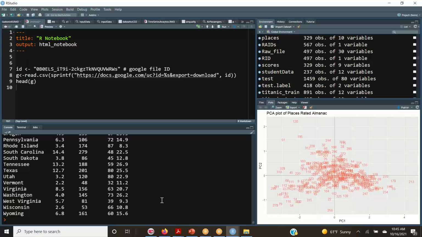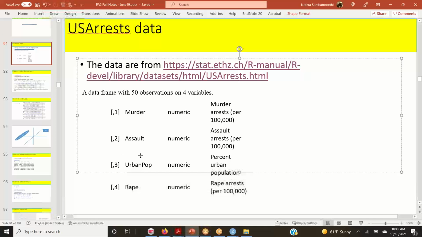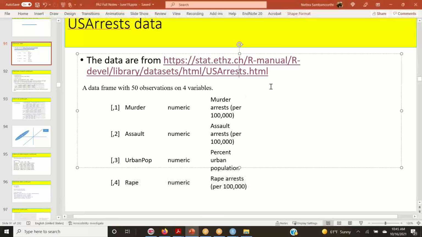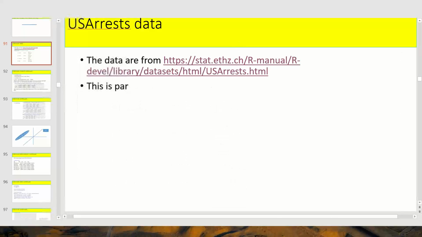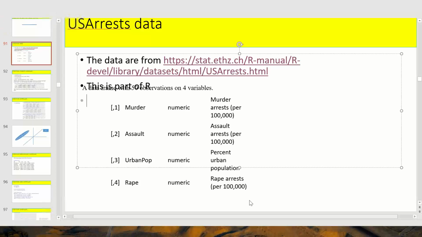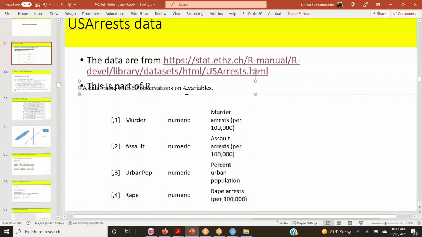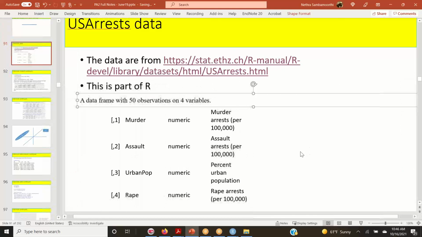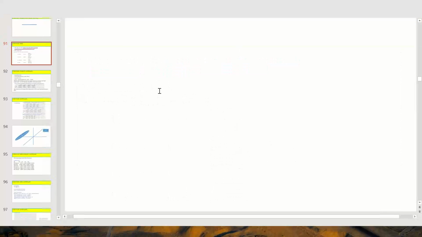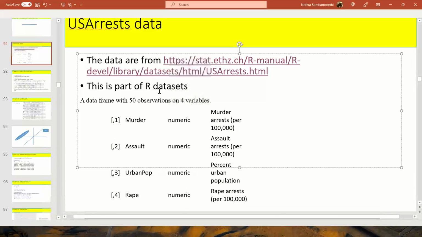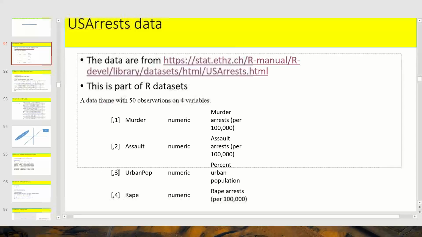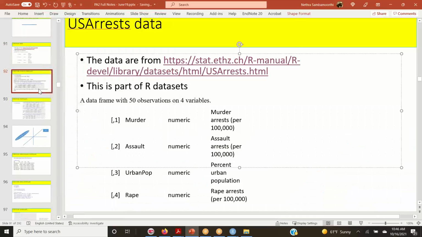So we want to do the analysis of this one with PCA, right? It is already there. I don't have to do additional work. It's part of R, in the R datasets. So these are what the columns refer to.